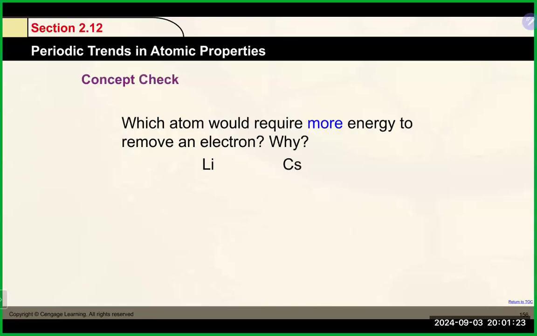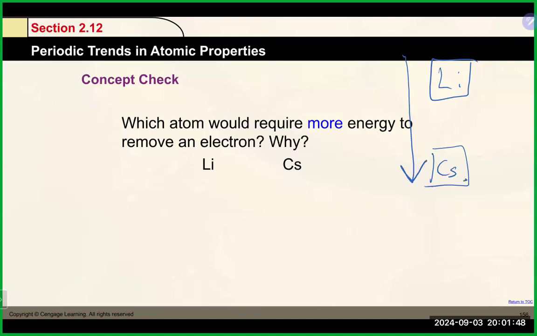Which one should have more energy to remove an electron, lithium or cesium? They are in the same group, these two. So which one should require more energy to remove? Ionization energy increases in a group which way? Increases as you go down a group.